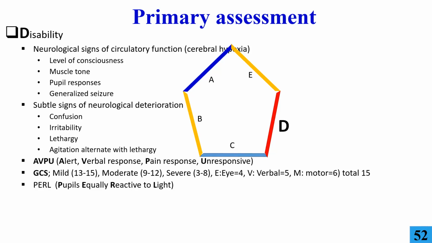Okay, so neurological signs of cerebral hypoxia are change in level of consciousness, change in muscle tone, change in pupil response, and you might have seizure. There are subtle signs of them, such as confusion, irritability, lethargy, and agitation. So I'm not going to tell you what these terms are, and I'm expecting that each one of you will go and Google what confusion is, what irritability is, what lethargy is, and what agitation is. Please do not assume that you know these by heart. Please go and Google it, because I don't have time.